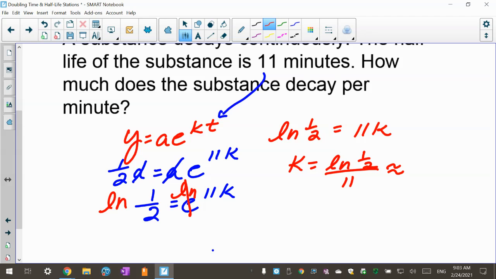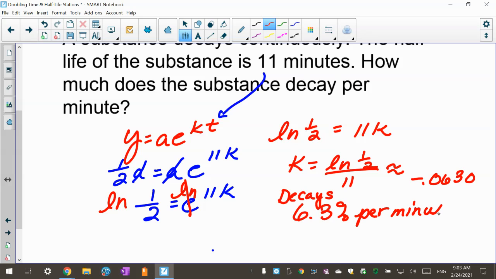And when I do that, I get negative 0.0630. So you don't want to leave it there. I want to know how much does it decay. You got to tell me that as a percent. Move it 2 places to the right. So it decays 6.3% per minute. So that's how you answer that one. So that's station 3.